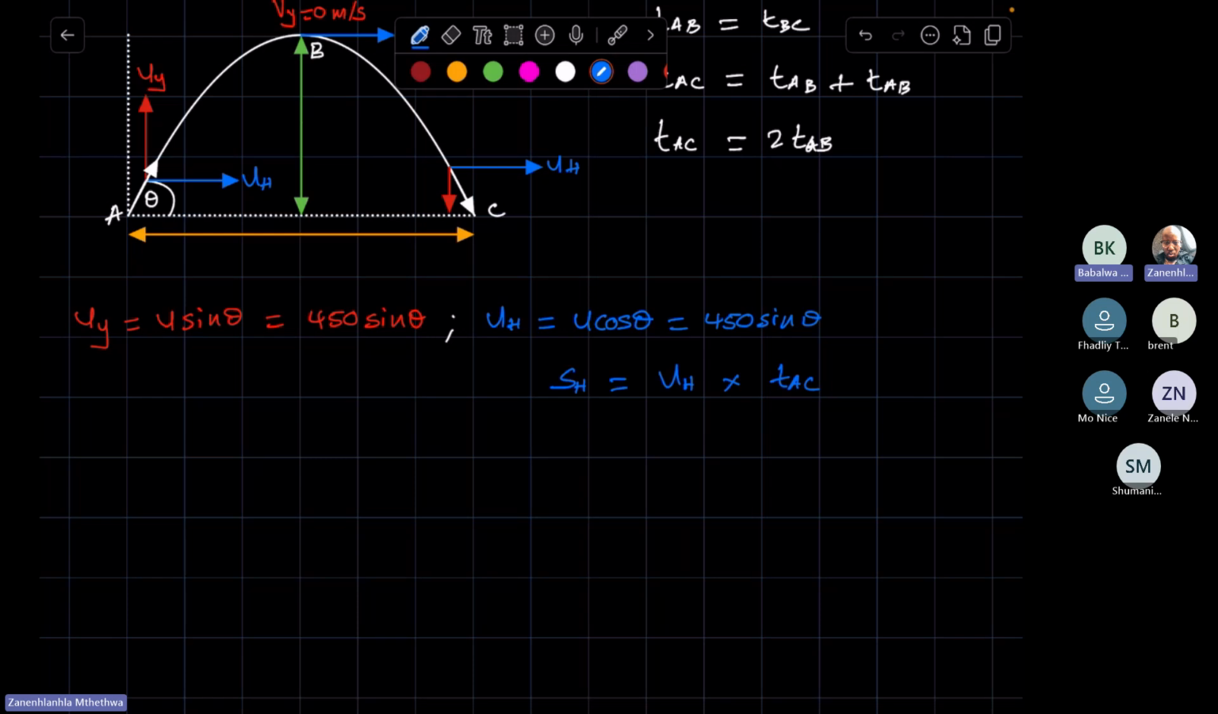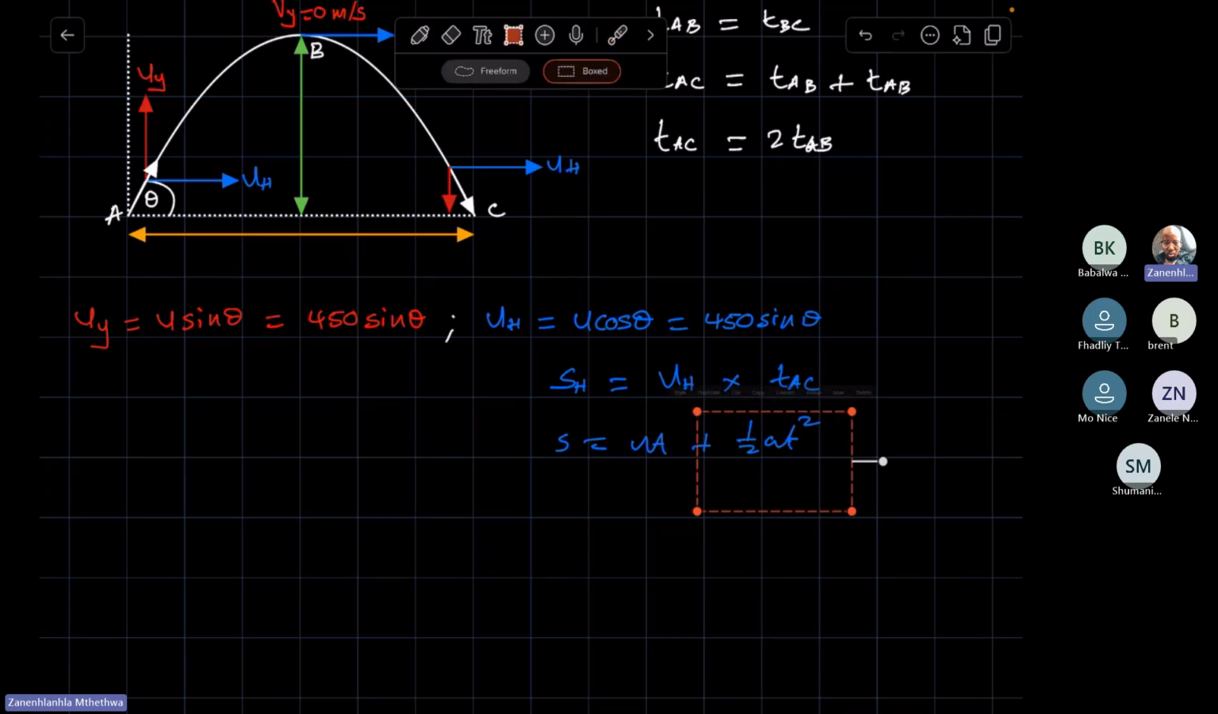And then you have S is equal to UT plus half AT squared. Same story with this one. If you take away this, then essentially you are left with that, because the acceleration is 0. It means you are left with S is equal to U times T, which is the same as this.